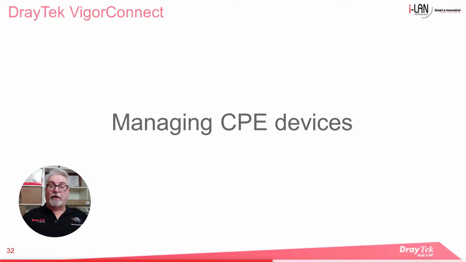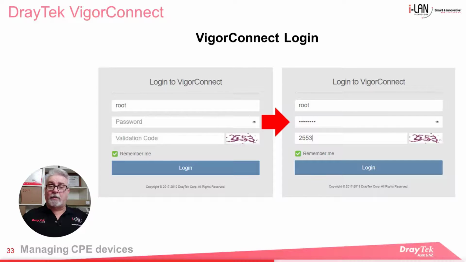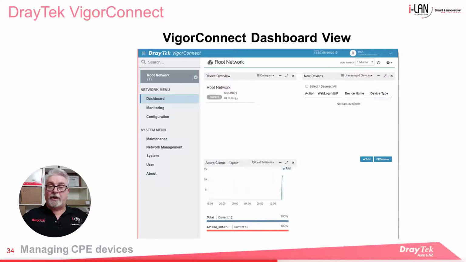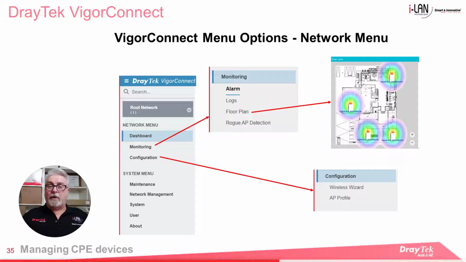Now we'll briefly look at the VigorConnect web interface and some CPE management options. When you first log into VigorConnect, you'll be prompted to enter the username and password as well as a validation code. The defaults are root and admin123. Once you're logged in, you'll be presented with the dashboard view, which gives you an overview of the devices that you've already configured. I'll quickly go through the menu options available.